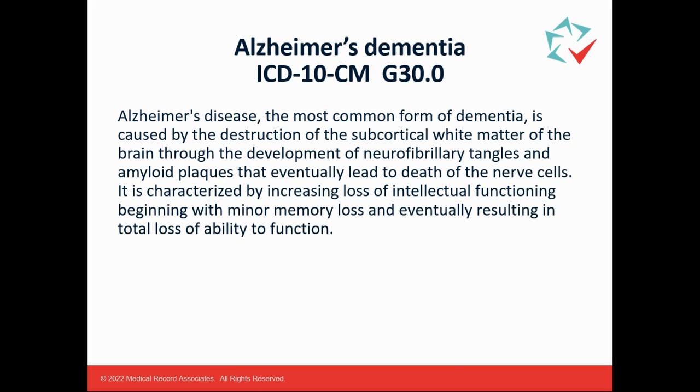So let's first start with Alzheimer's dementia, which is ICD-10-CM code G30.0. Alzheimer's disease is the most common form of dementia and is caused by the destruction of the subcortical white matter of the brain through a development of neurofibrillar tangles and amyloid plaques that eventually lead to death of the nerve cells. It is characterized by increasing loss of intellectual functioning, beginning with minor memory loss and eventually resulting in total loss of ability to function.